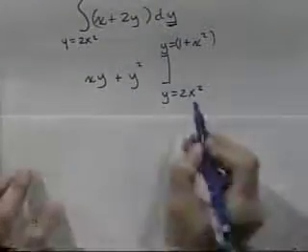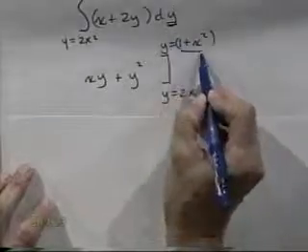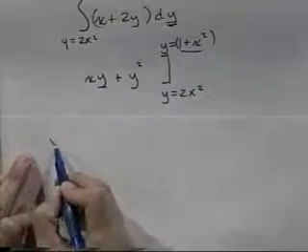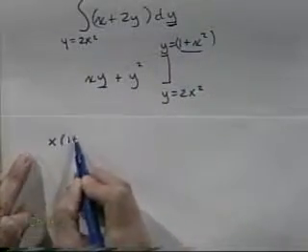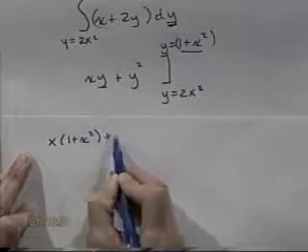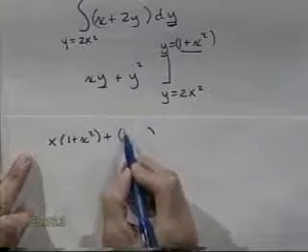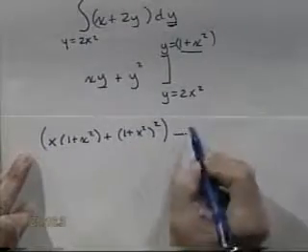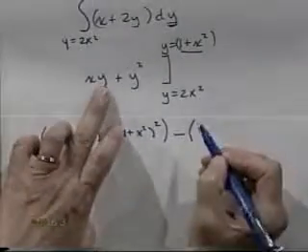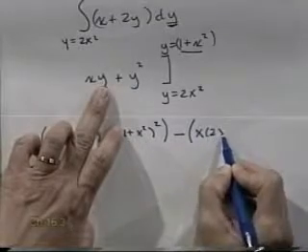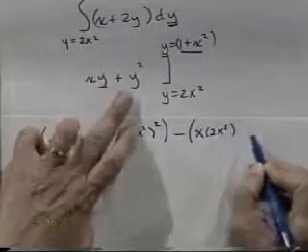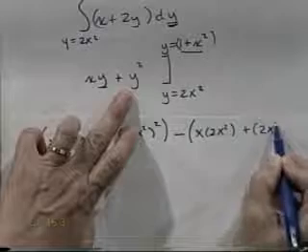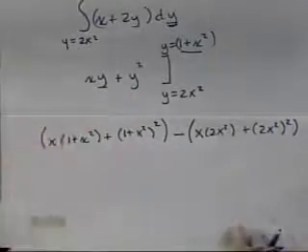Now at this point, we're taking our upper limit, 1 plus x squared, putting it in for y. So we have x times 1 plus x squared plus y squared, which is 1 plus x squared squared, minus, parentheses, 2x squared is going in for y. So I'll have x times 2x squared plus 2x squared squared.